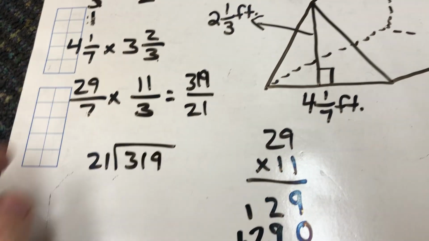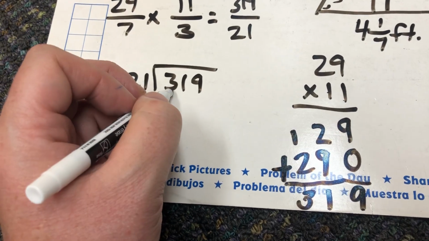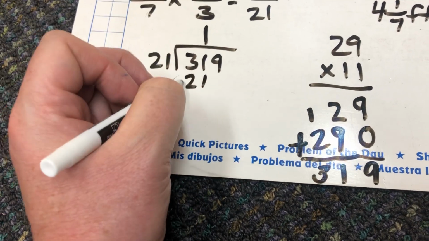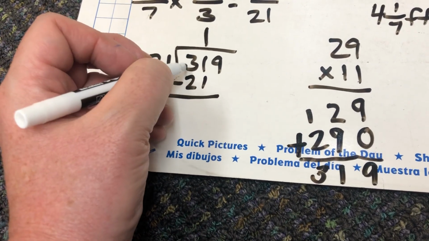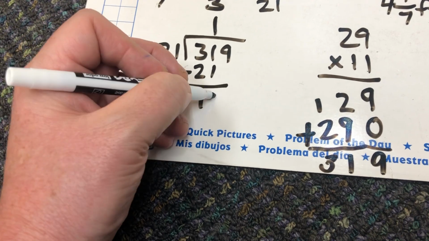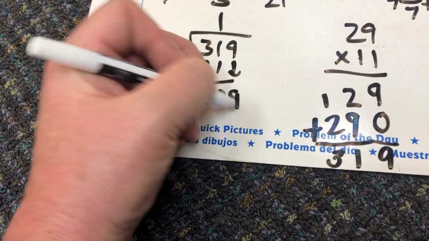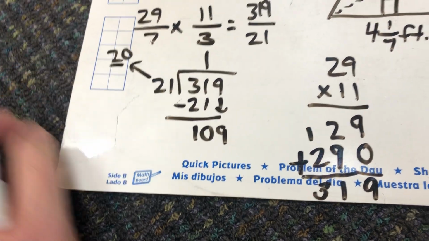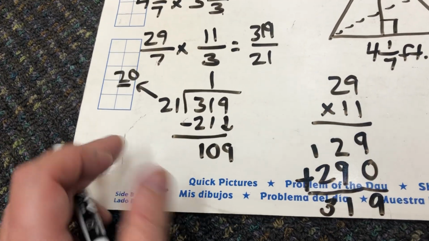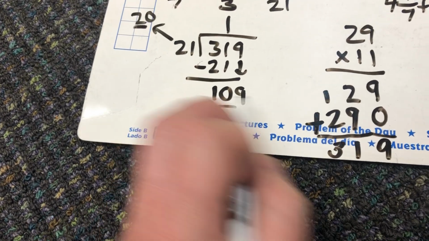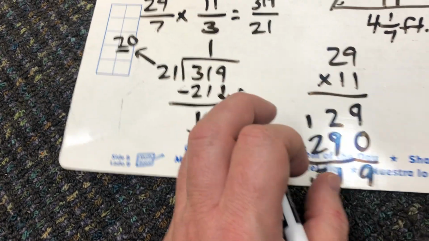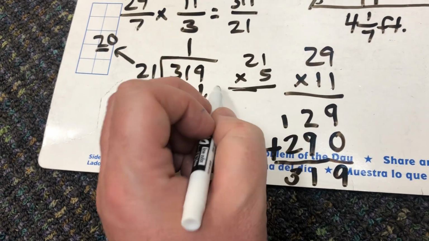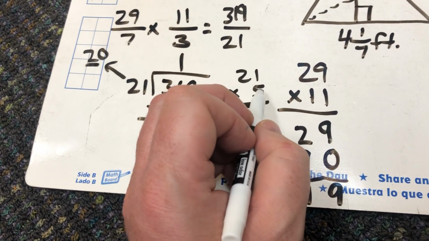I actually have to do this division problem. Well, 21 cannot go into 3, but it can go into 31 once. 1 times 21 is 21. 31 minus 21 is 10. I bring down the 9. Now, what I should have done at the beginning is round that 21 to 20 to work with the smaller number 2. Now, 2 can go into 10 5 times.